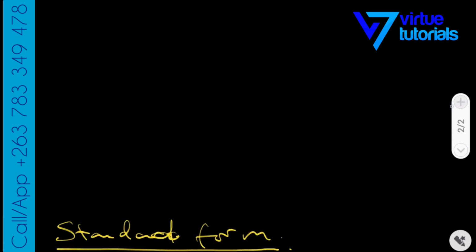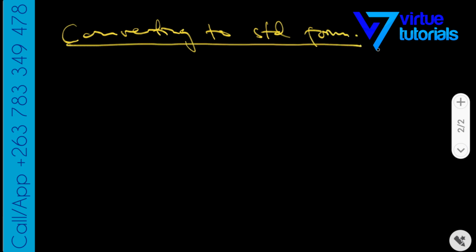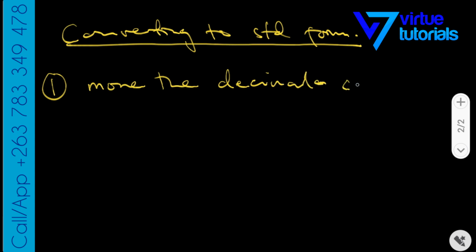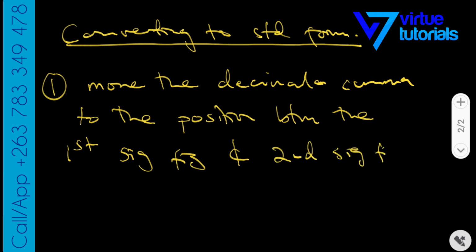So what are the steps that you need to take if you're going to convert a number to standard form? So we want to talk about converting to standard form, right? What are the steps you're going to take? So the first step is always to move the decimal comma to the position between the first significant figure and second significant figure.